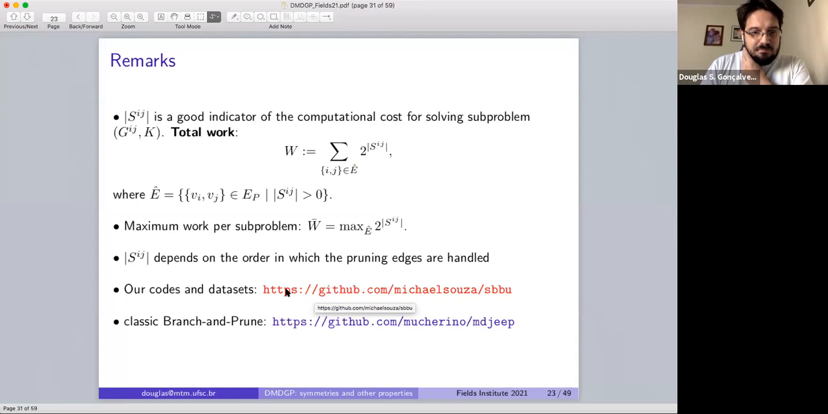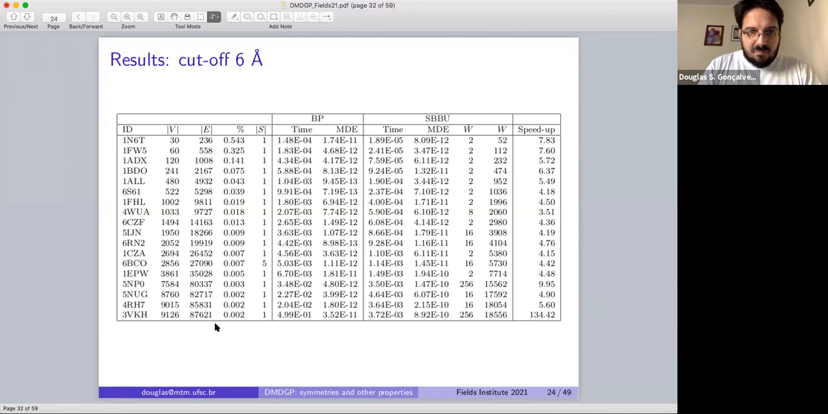We have here the repo where you can find our data sets and the codes. And I also provide here Antonio's GitHub where you can find the code for the branch and prune. We compared it on two sets of proteins, with a cutoff distance of 6 angstroms. Here you can see the number of atoms, the number of edges, the density of the graph, the cardinality of the set S, and you have the classic branch and prune and the new algorithm. Here you have the time in seconds.